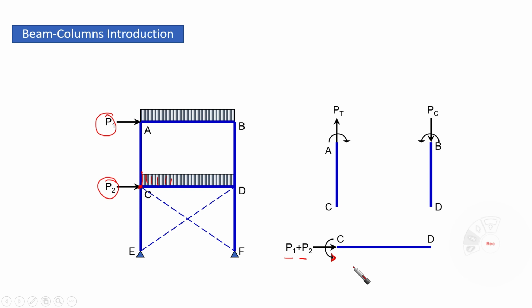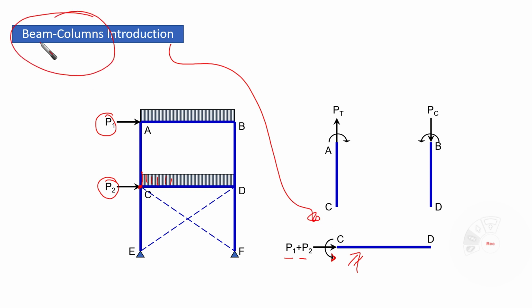This means that this element, which we usually used to call a girder or beam, is now going to be termed a beam column. And this is the major difference between columns, beams, and beam columns.